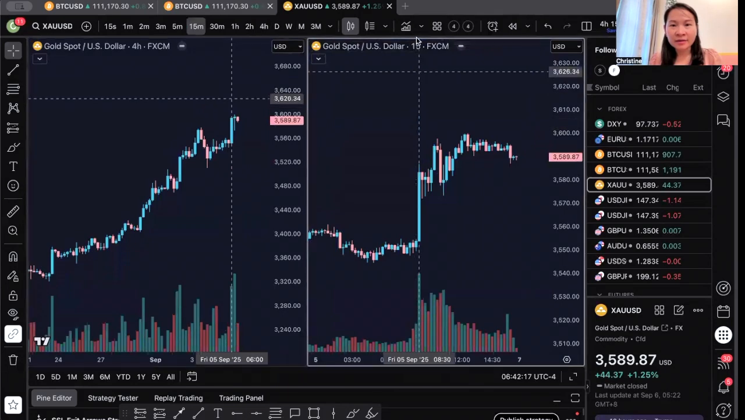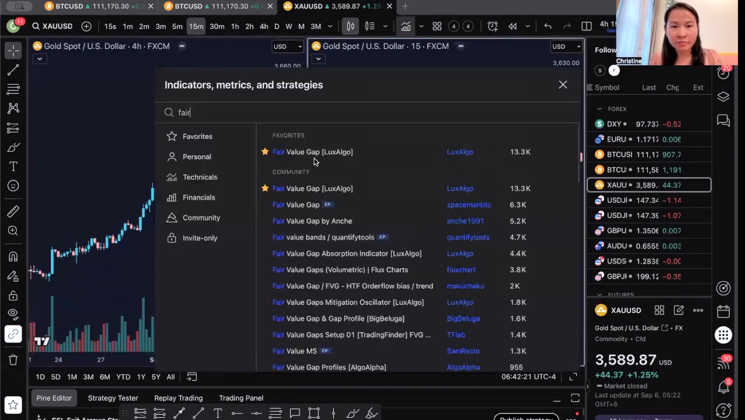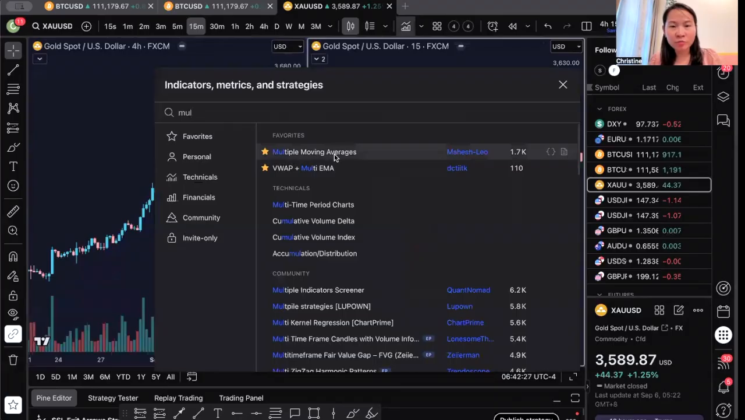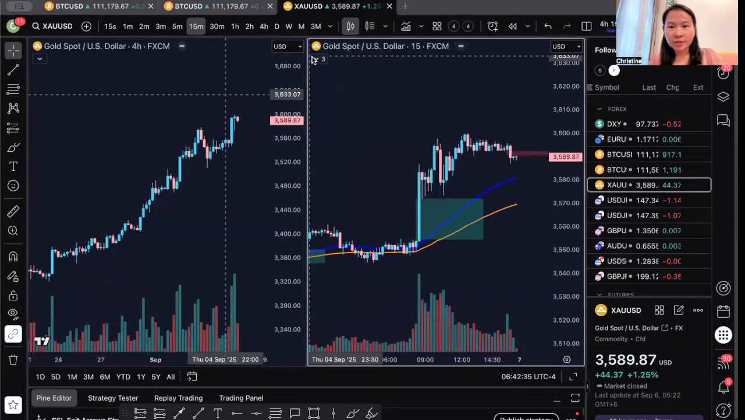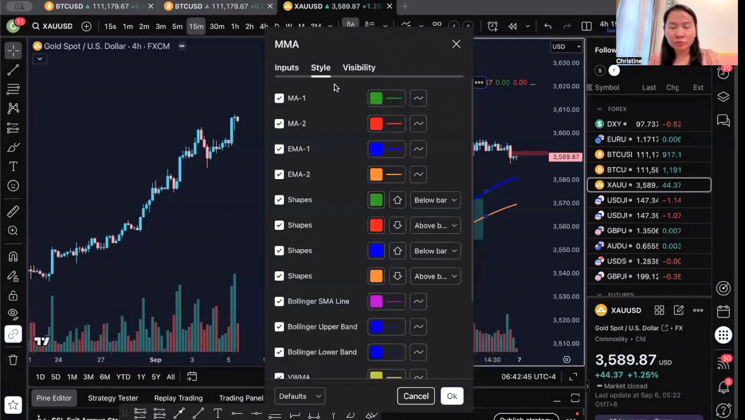And I can turn on the indicators, and over here, I'm going to search for fair value gap Lux Algo. This is my first indicator. And the second indicator I'm using is called the multiple moving averages with the 1.7K users over here. Okay, put that on. With the settings of the indicators for Lux Algo fair value gap, I am using just the default setting, while the moving averages, I'm going to make some changes to that.